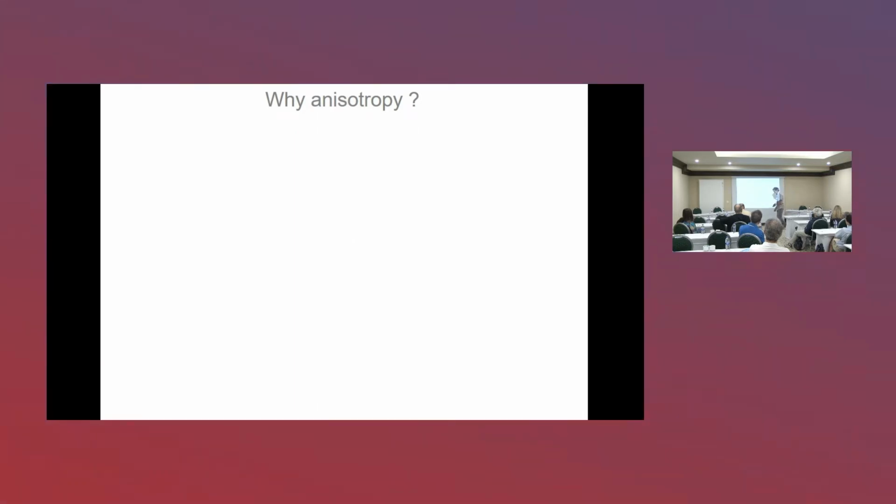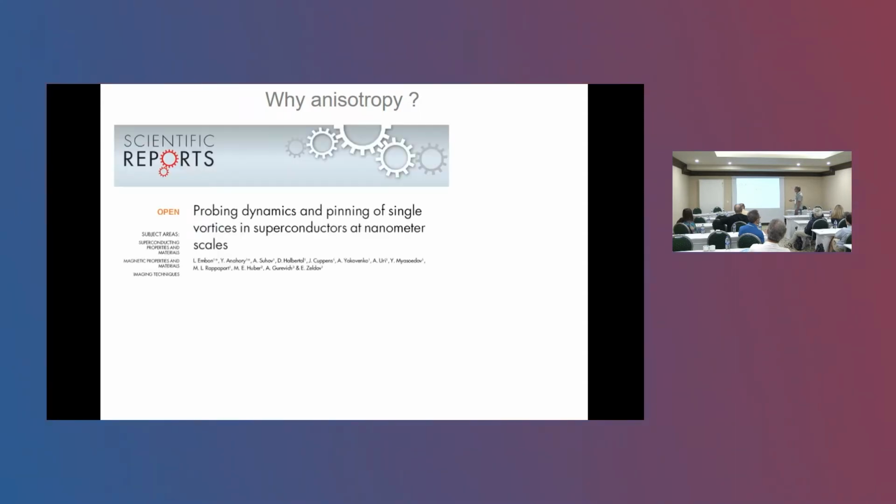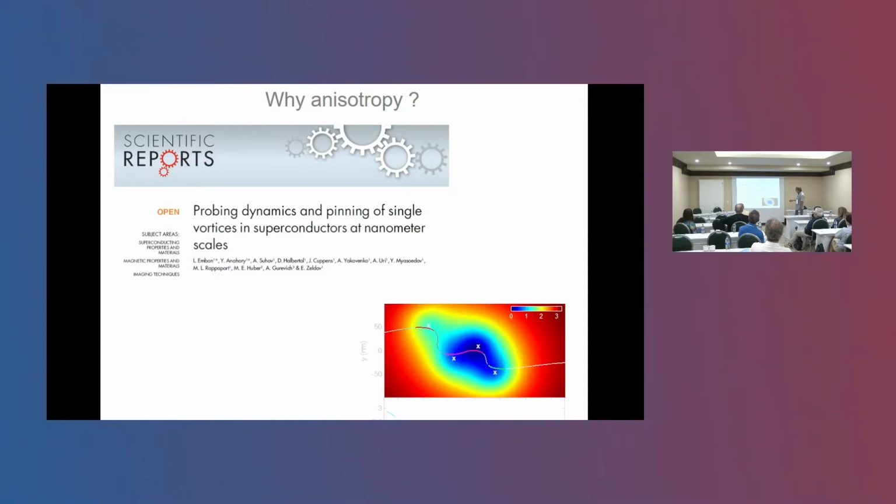Why should we consider anisotropy? Not only because it's beautiful, but also because it is actually useful. There was very nice work by Zeldov's group, where they first introduced SQUID-on-tip magnetometry and looked at the pinning of vortices on the nanoscale. They found that in order to fit their data, they have to consider an arrangement of 5 pinning centers, and you see this potential is quite anisotropic.